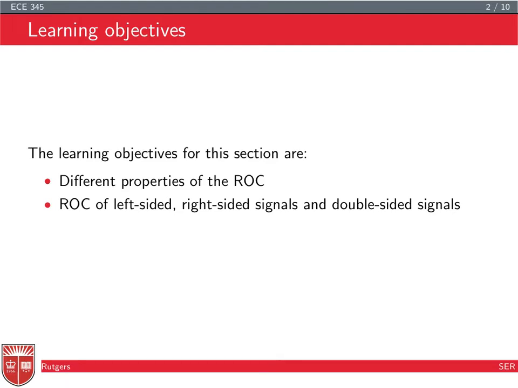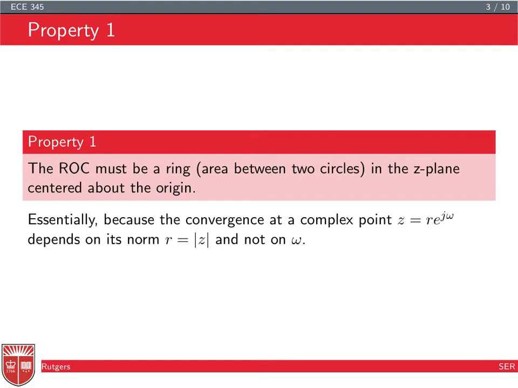The first property, which we will start with, which is a property of the ROC of the Z transform, is that it must be a ring in the complex plane, or in the Z plane, that is centered about the origin. So the ring is centered about the origin and may look something like this. So this is the Z plane, the complex plane. This is the real part, this is the imaginary axis, and the Z transform has the following ROC. So it's a ring, so you have an inner circle and you have an outer circle.